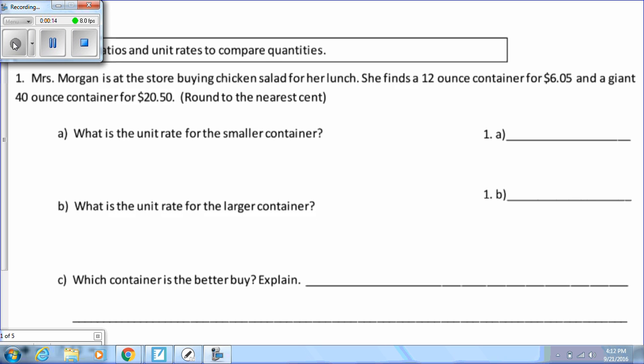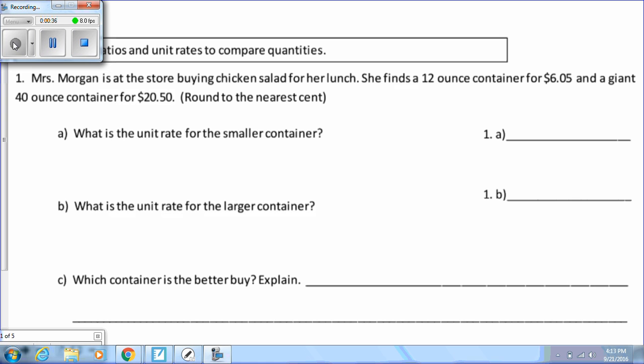So the first one says, Miss Morgan is at the store buying chicken salad for her lunch. She finds a 12-ounce container for $6.05 and a giant 40-ounce container for $20.50. And we want you to round to the nearest cent. So first, it says, what is the unit rate for the smaller container?